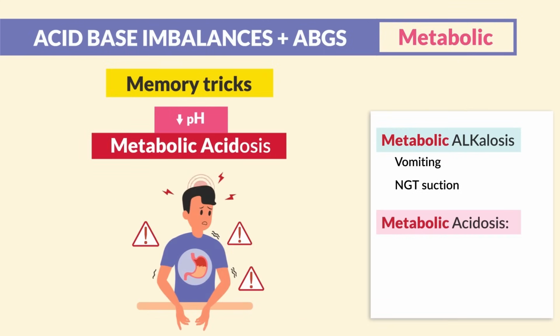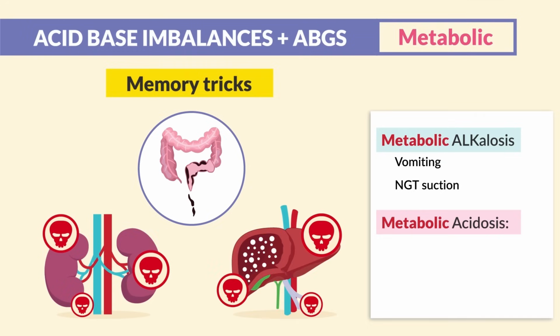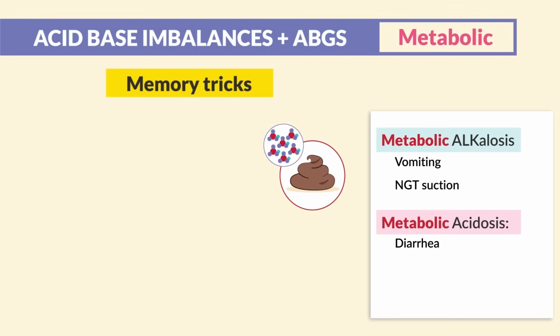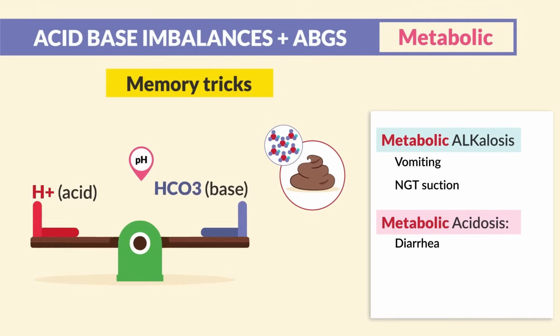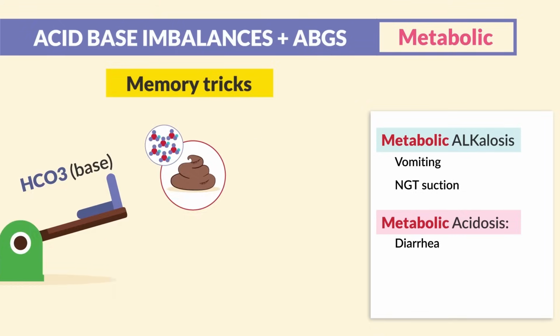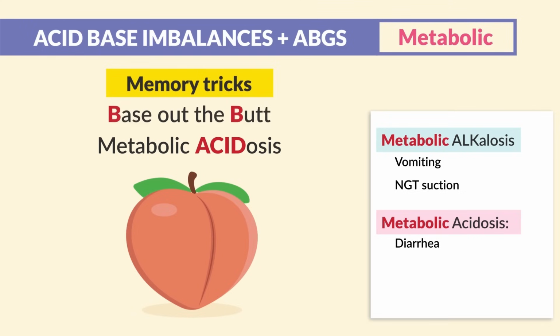And for metabolic acidosis, we have diarrhea, renal failure, and DKA, that diabetic ketoacidosis. So for diarrhea, you poop out all of your base, right? Which leaves the body in acidosis because only acid's left. So just think, if base comes out of your butt, well then you're only left with acidosis.